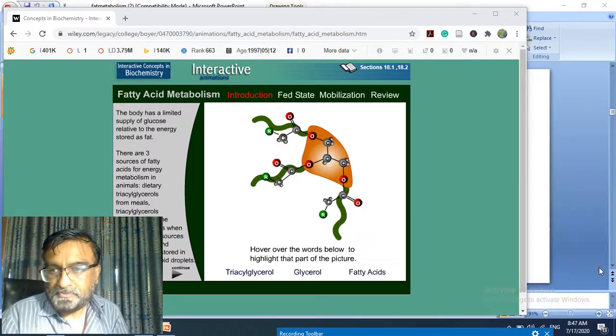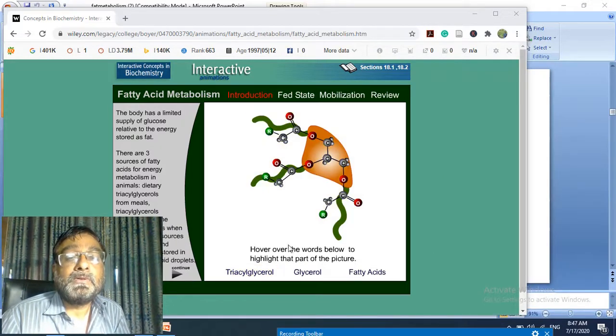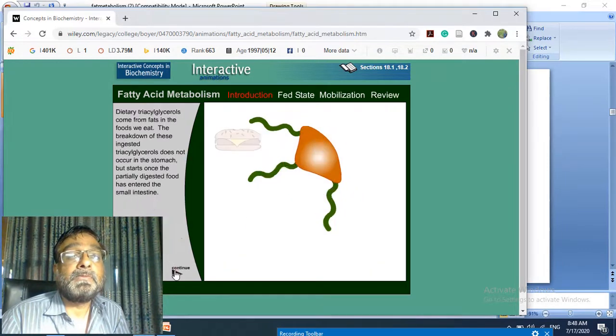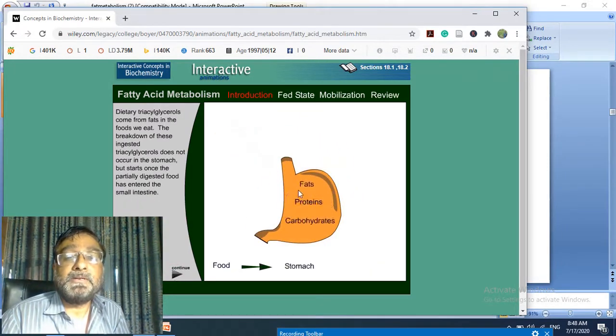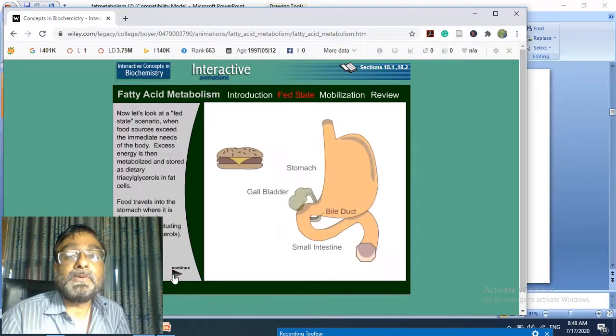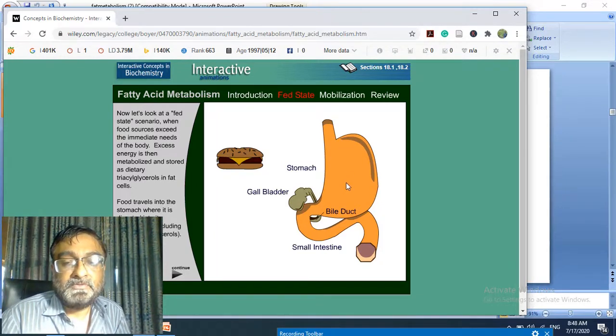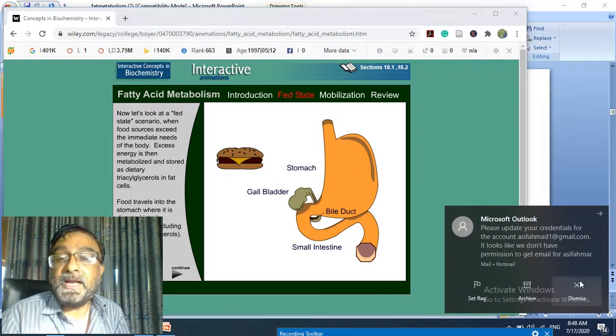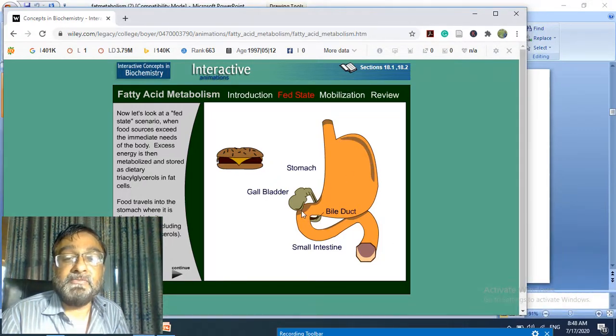So when you take it, this is the fats part. The fats are in the form of triglyceride molecules. So look at this one. Minimum digestion is contributing to fats here in the stomach, and the small intestine is involved in this process.